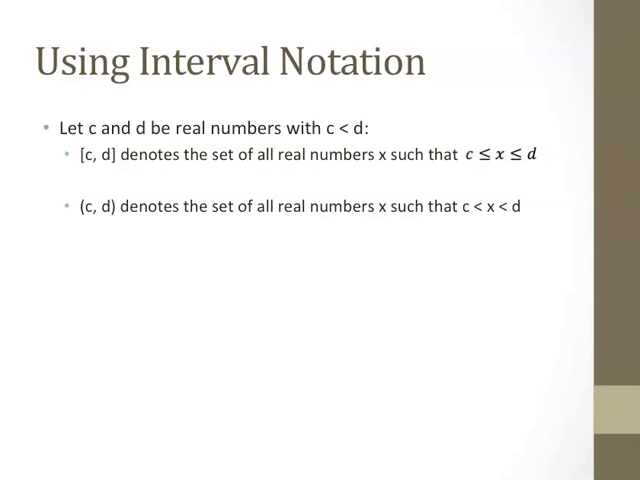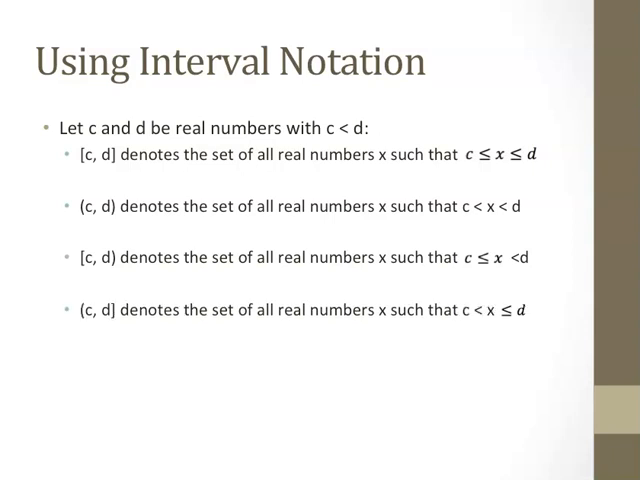Now you can combine these two depending on the set of numbers you're working with, and if you have a square bracket on the C but a parenthesis on the D, that means it could equal C but not D. Same thing the other way. So if you have the square bracket on D and the parenthesis on C, then x could be equal to D but not equal to C.